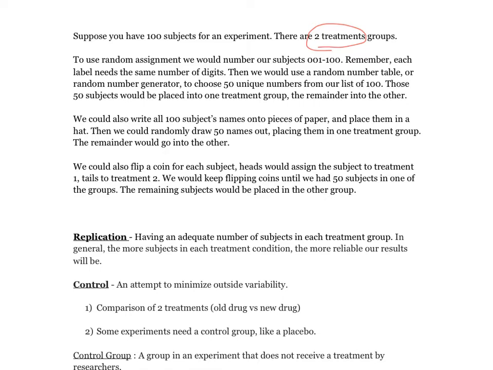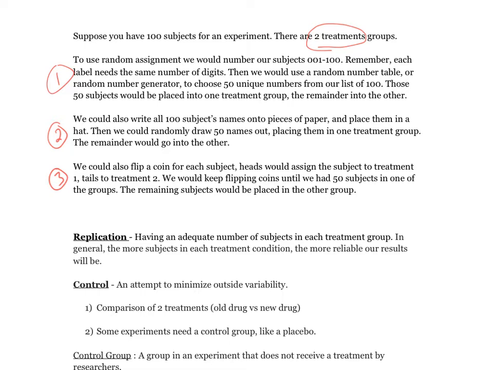That's one way we could do it. A second method would be we could write all 100 subjects' names onto pieces of paper and place them in a big hat. Then we could randomly draw 50 names, placing them in one treatment group. The other 50 names would go into the other. Or a third option, and there are many options to do this, we could also flip a coin for each subject. Heads would assign the subject to treatment group 1 and tails to treatment 2. And we'd just keep flipping until we had 50 subjects in one of the groups. The remaining subjects we placed in the other group.